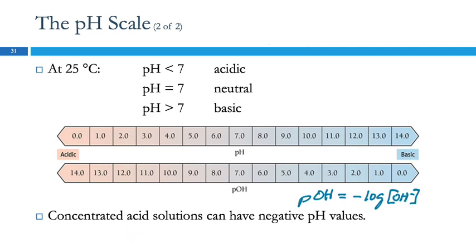Concentrated acid solutions can have negative pH values. It's possible to have negative pHs. Let's see what would happen. If I have a pH that's minus 1, let's say minus 1.0, that was equal to the negative log of the hydronium ion concentration.